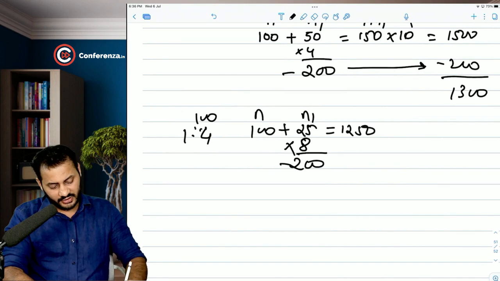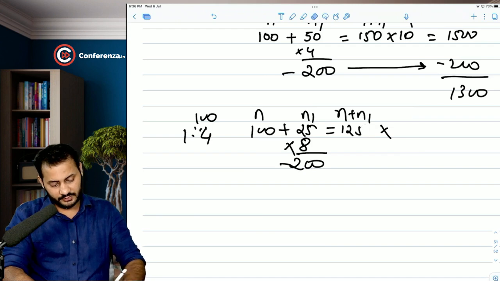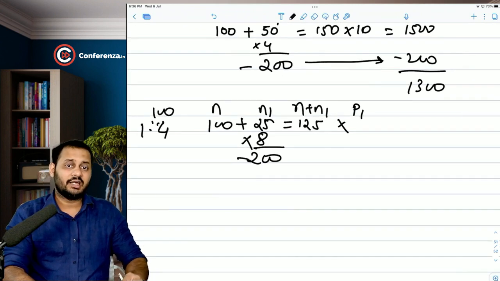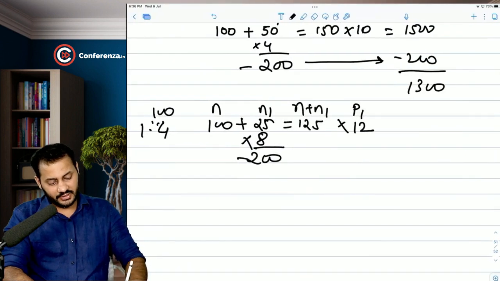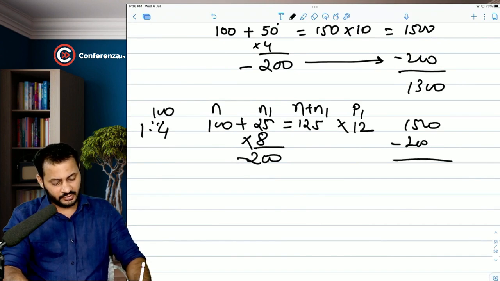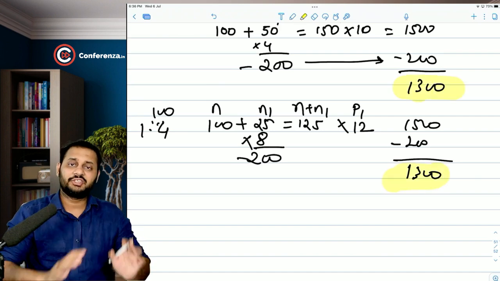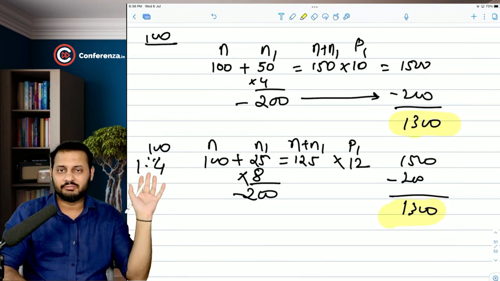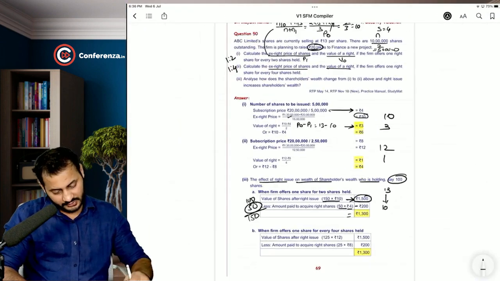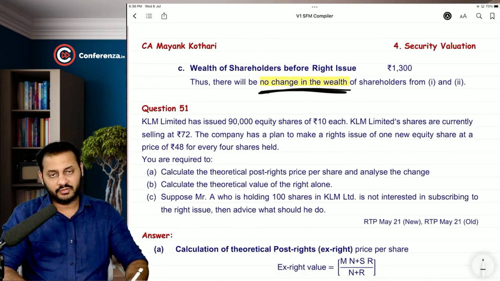Now this will become 125, N plus N1, 125 only, and you will be valuing this at P1. What was P1 at that time? P1 was 12 rupees in the second case. So the ex-rights price was 12 rupees. If you do the calculation, it will again come to 1500, and you paid 200 for that, and your wealth will be 1300. So the conclusion is that the wealth of the shareholder does not change from case 1 to 2. Although the ratio was different, 1:2 and 1:4, it doesn't matter at all. Okay, that is the scenario. Thus, there is no change in the wealth.